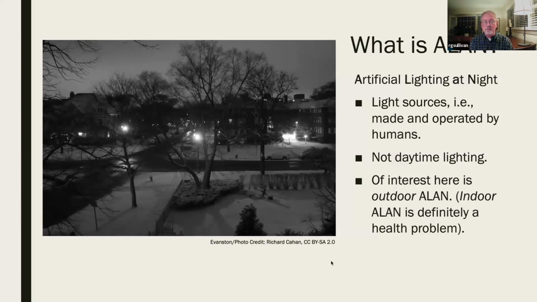I imagine most of you are aware of the problem with using cell phones or iPads or what have you late in the night when you should be preparing to sleep.